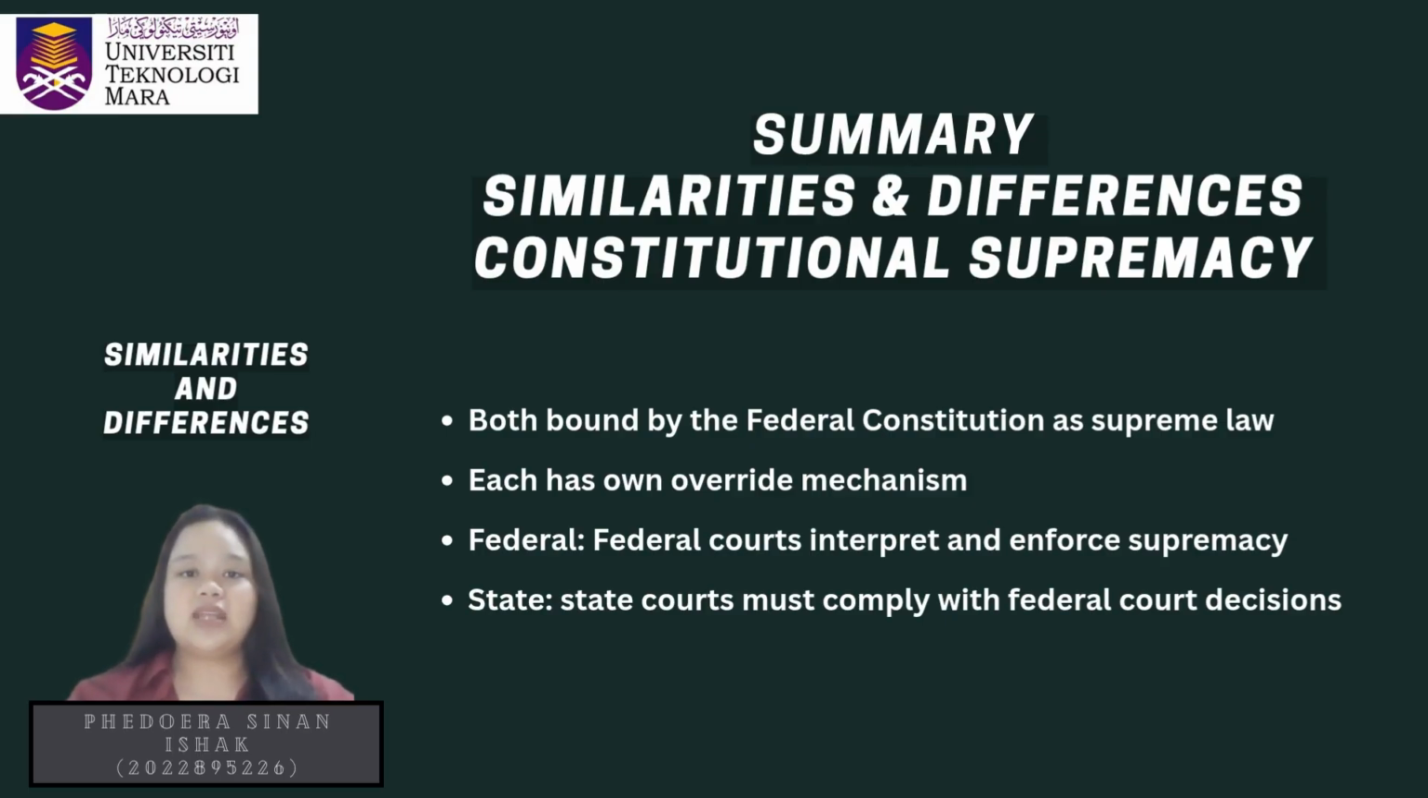And state courts must comply with the federal court decisions, reinforcing the federal constitution's ultimate authority across all jurisdictions. In essence, the federal constitution acts as the overarching framework, guiding and limiting the autonomy of both the federal and state governments, ensuring a cohesive and legally sound system of governance.